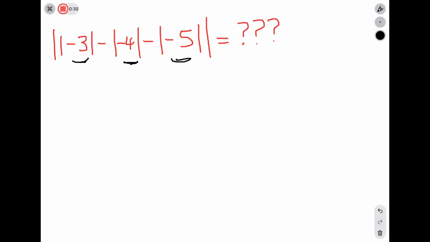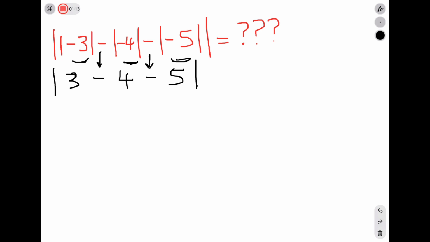What we're going to do first is solve the figures in absolute values at first, okay? If we do that, then the absolute value of minus 3 is 3. I'm going to bring down a sign. Minus the absolute value of minus 4 is 4. I'm going to bring down the sign. The absolute value of minus 5 is 5. And then we're going to break down this absolute values sign there.